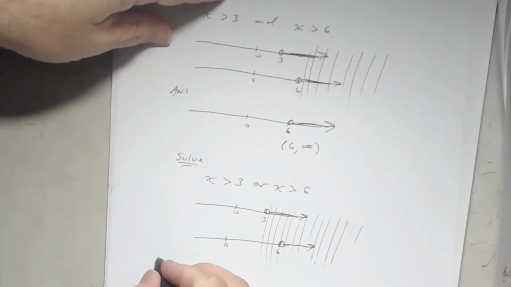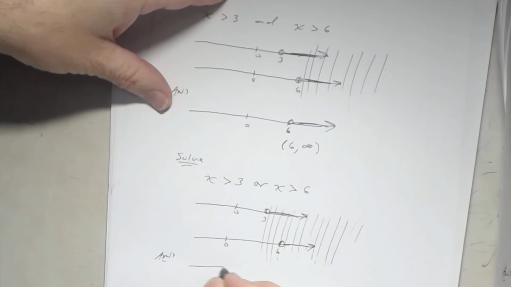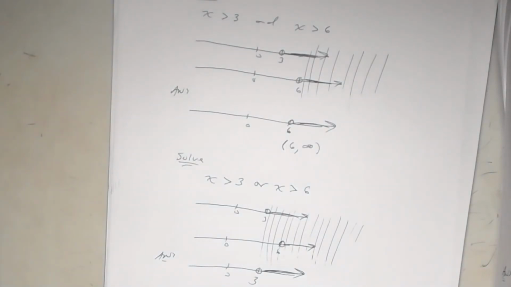So what would your final graph look like? Here's 0. What do I put? 3. Open or closed? Going which way? To the right. So that will be your graph. Any number that's from 3 to infinity, not including 3, but 3 to infinity is a solution.